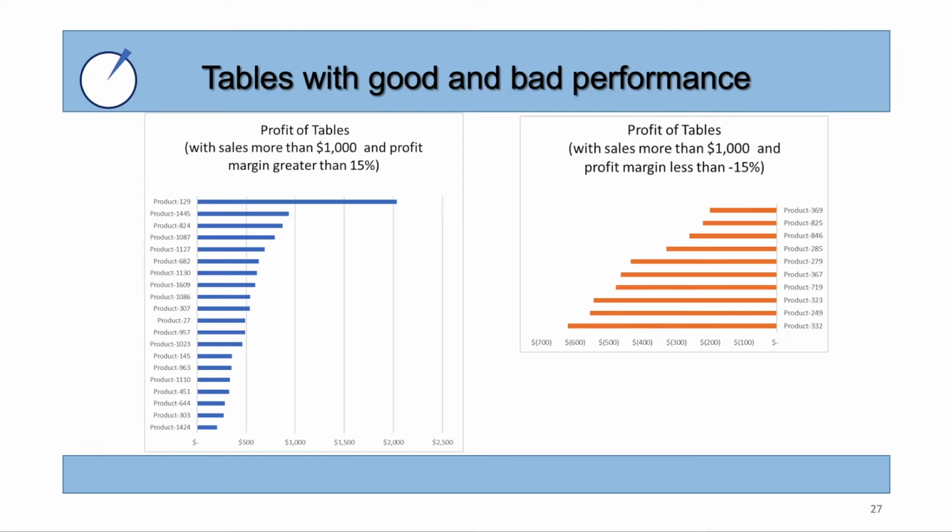The bar chart on the left displays profit of tables that had sales greater than $1,000 and a profit margin greater than 15%. So we know all the table product names on the left-hand side were the products that performed well. However, on the right-hand side, that bar chart consists of table product names with sales more than $1,000, but a profit margin less than minus 15%. So we know all the tables on the chart on the right-hand side were the tables that performed poorly.